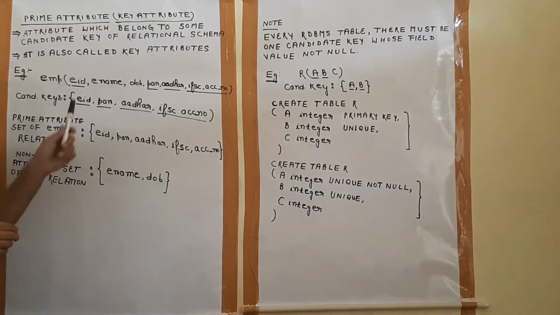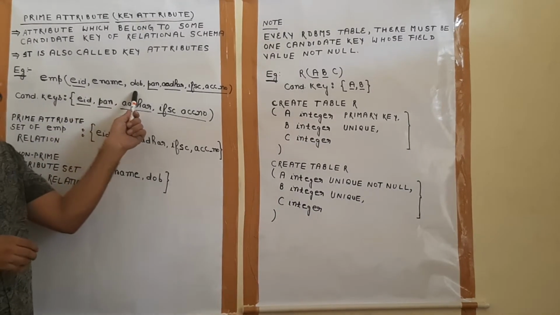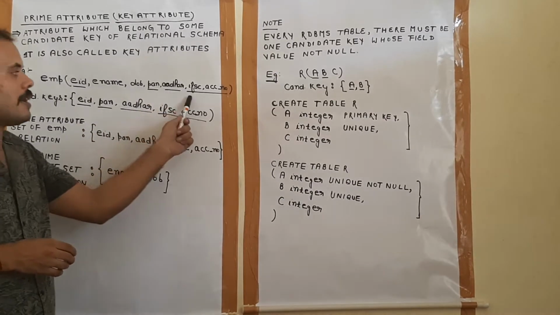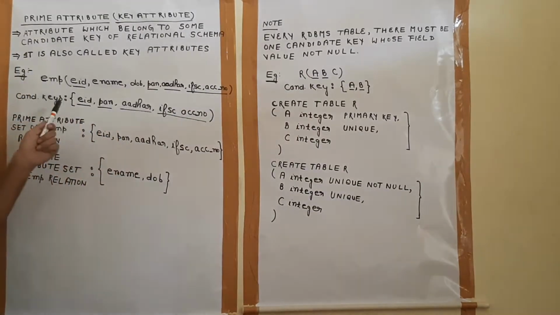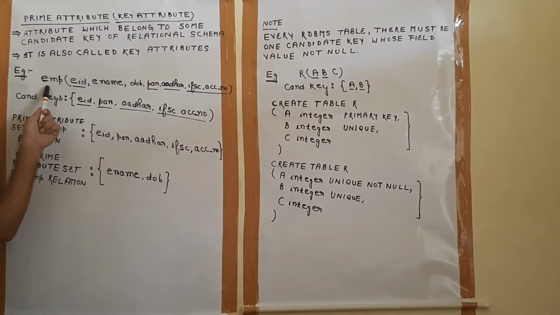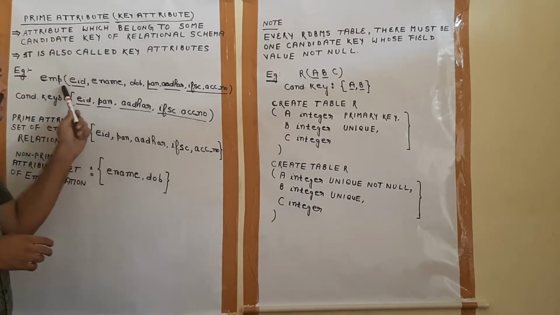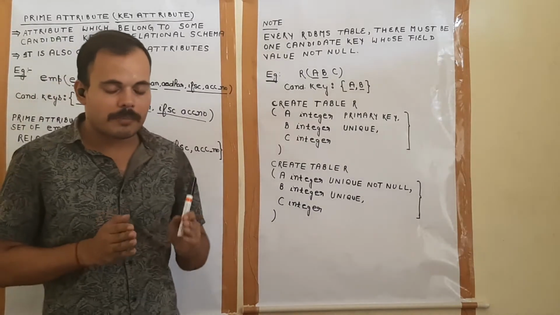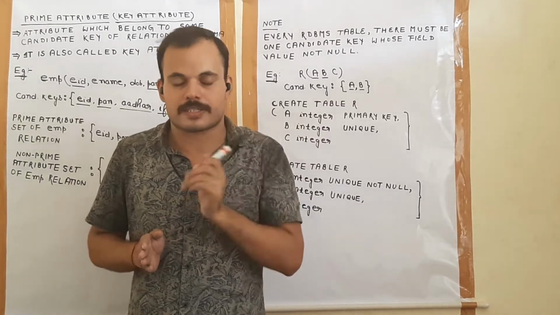See here. This is the column name. EID is the column name. E-name is the column name. DOB is the column name. PAN is the column name. Aadhaar is the column name. IFSC is the column name. Account number is the column name. And EMP is the table name. Understood? These are the column names, so the column names are known as attributes or fields.